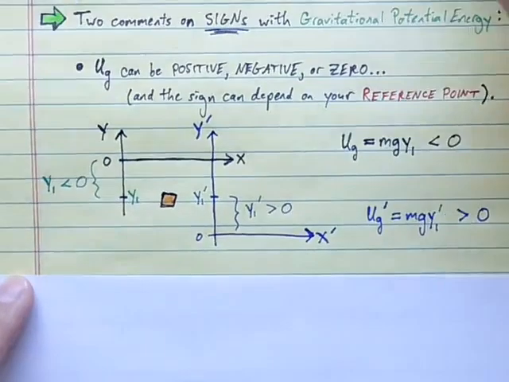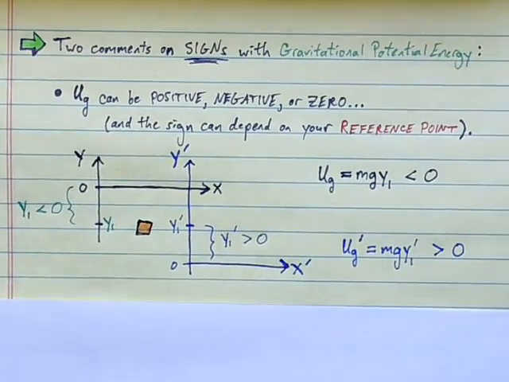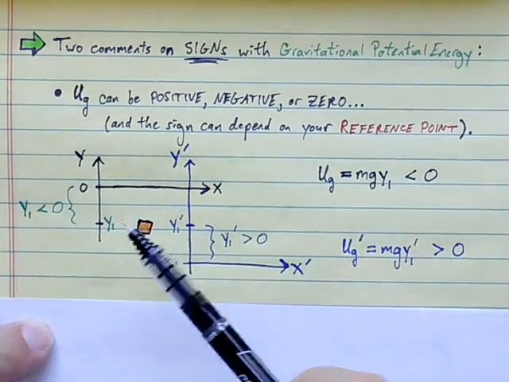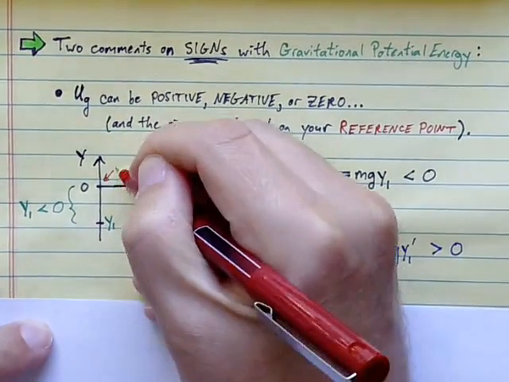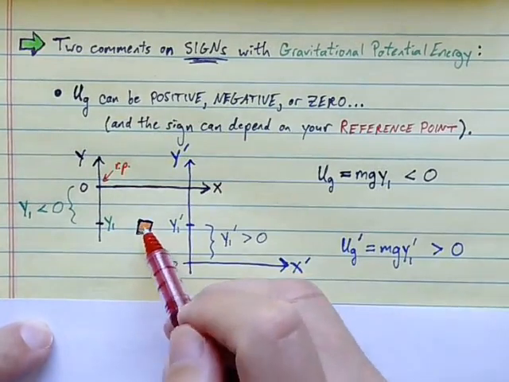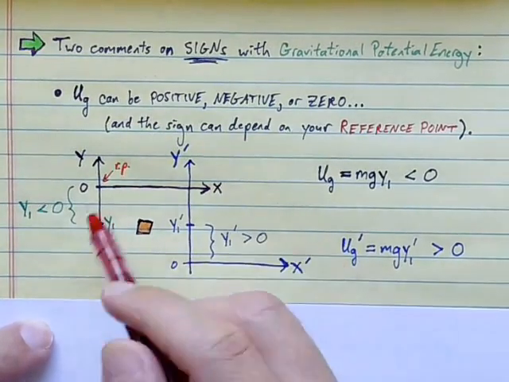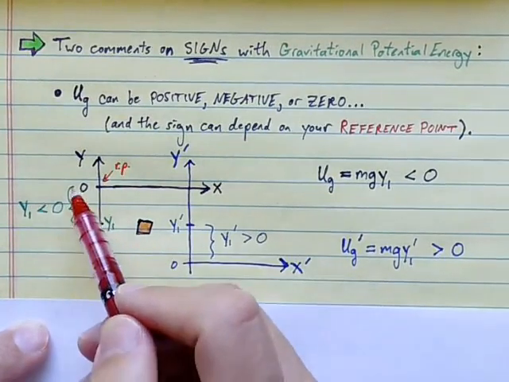To help illustrate that point about sign, suppose I've got a black set of coordinate axes here, with a reference point. And here's a mass, this little orange mass here, sitting at a coordinate y1. Note that y1 is below 0, so y1 would be negative.